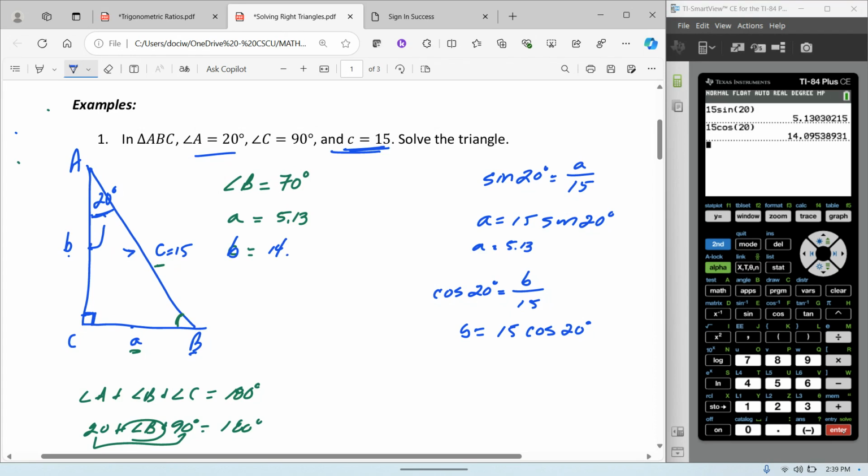14.10 if we go to 2 decimal places. The other thing I could have done is if you cursor back up, you can highlight a certain command. If I would have highlighted back up to the 15 sine 20, hit enter, the calculator will pull that entry back down. I could now back up to the sine and simply change that to cosine and get my 14.095. Okay, so there's a little bit of work with the calculator as well.